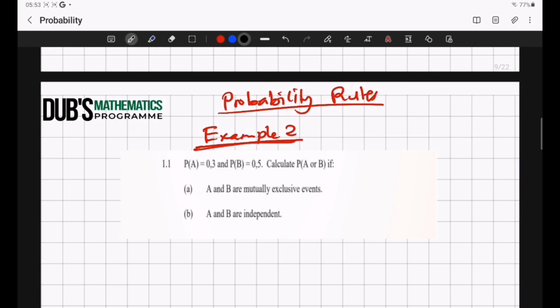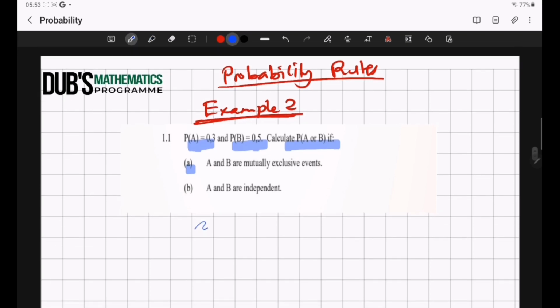Here's example 2. Here we're given that the probability of A is equal to 0.3, and the probability of B is equal to 0.5. We need to find the probability of A or B if we're given these two conditions. So our solution will be as follows.